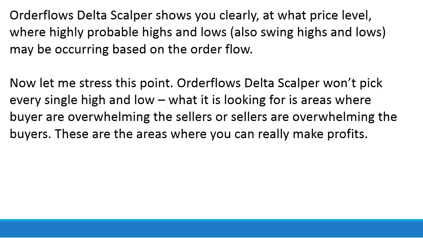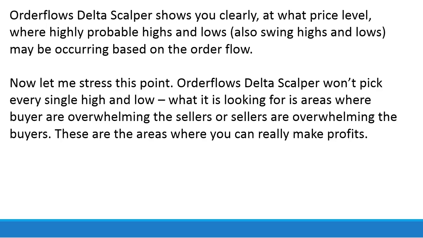So order flow Delta Scalper shows you clearly at what price levels were high-probability highs and lows, and also where swing highs and lows may be occurring based on order flow. Now, let me stress at this point, order flow Delta Scalper won't pick every single high and low. That's not what it's designed to do. It's not designed to pick highs and lows.